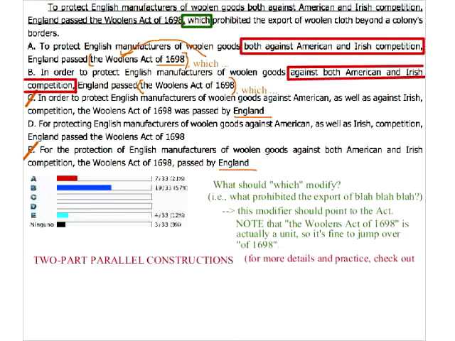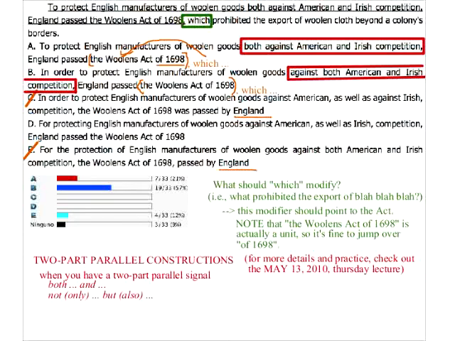Check out the Thursday lecture on this, which is May 13th, 2010. But the basic summary is this. When you have a two-part parallel signal, like, for instance, both X and Y, or not only something, but also, the only and the also are optional, you know, either or, etc. The parts that follow these signals must match. So if you have both X and Y, the X has to match the Y.